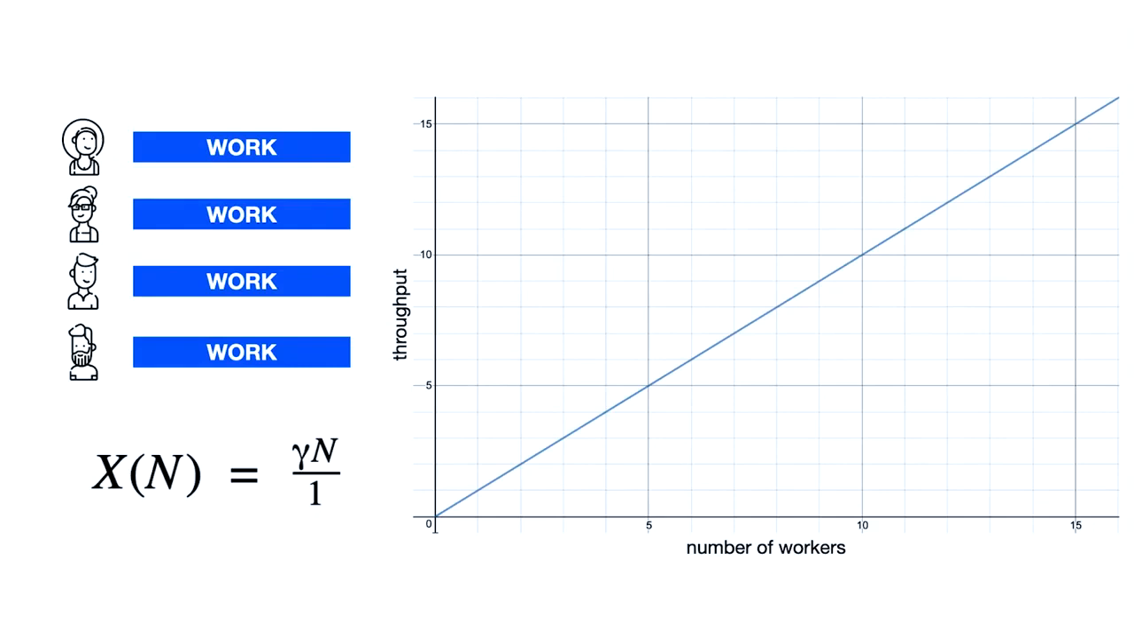So what this graph depicts is the concept of linear scalability. That is, the more workers we have, the faster we can accomplish the work. So the function X(n) is the throughput given n workers. Gamma in this case is equal to 1. So we have 5 workers give us 5 throughput, 10 workers give us 10 throughput.